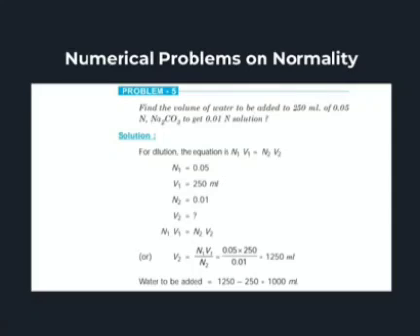So V2 is equal to N1V1 by N2, that is equal to 0.05 into 250 by 0.01, that is equal to 1250 ml. Now water to be added is equal to 1250 minus 250 is equal to 1000 ml. That means here the final volume of the solution is 1250 ml and the initial volume of the solution is 250 ml. Now the difference between final and initial is 1000 ml. That means that much of water is to be added.